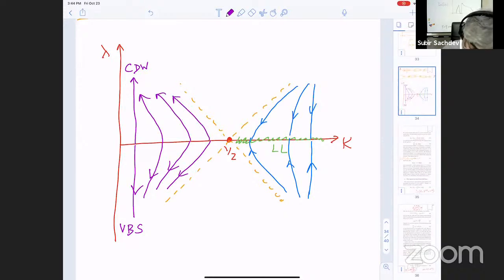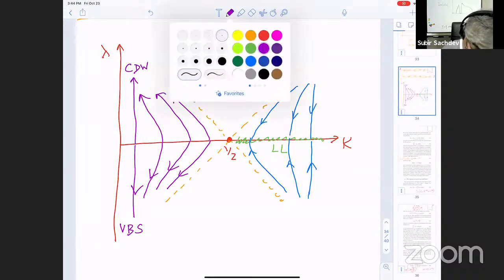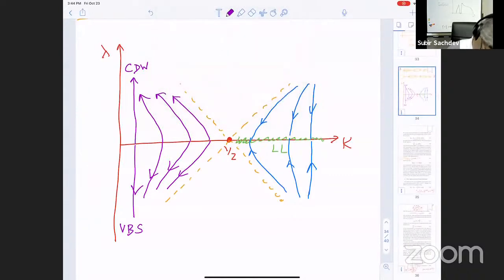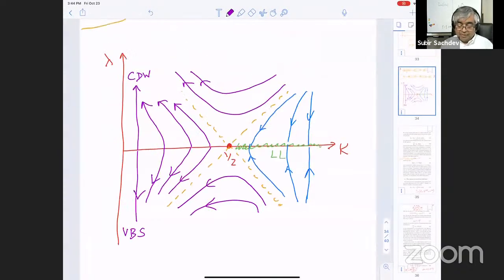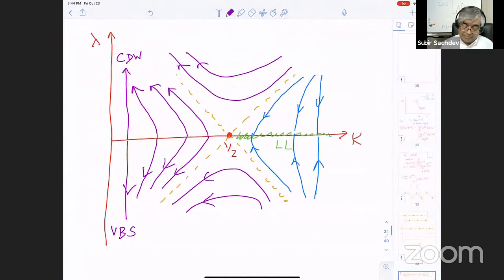And then you get a whole new set of flows where lambda is large, but k is close to 1/2, which I'll draw with this. Well, those are really purple flows. They are flows that go like this. So everywhere there is a purple flow, you have either a charge density wave or a valence bond solid. Everywhere there's a blue flow, you have a Luttinger liquid. And it's all controlled by this famous Kosterlitz-Thouless critical point here in the center.